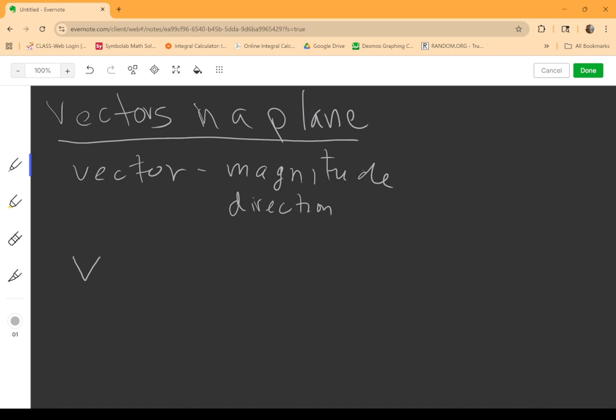Notation-wise, we are going to use a vector with an arrow on top. Your textbook, and textbooks in general, will usually use boldface to define a vector. Here, on my screen, I'll be sticking with the arrow above the letter to signify a vector.